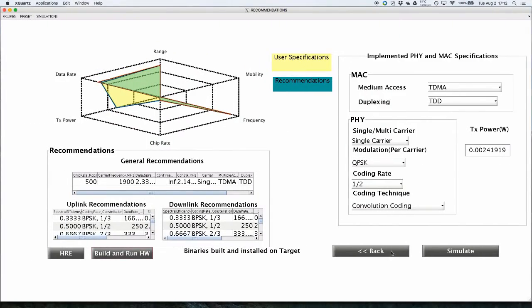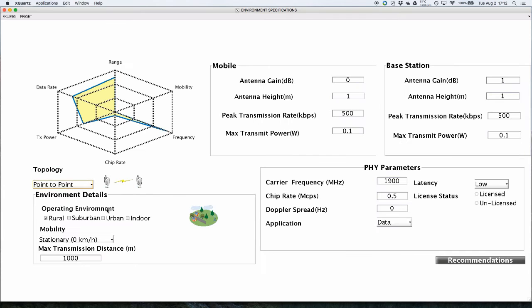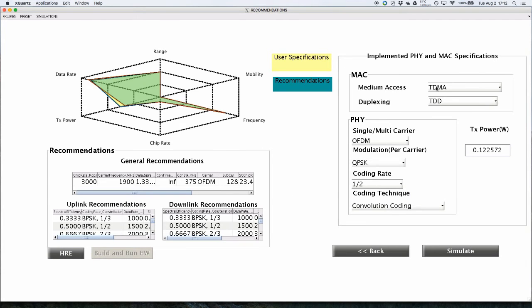Let's go back and consider another scenario. Here we think about an urban environment and specify a distance of 400 meters. We want a much higher data rate, so we will consider 3 megabits per second. We up our chip rate correspondingly, given the higher data rate. The recommendation engine makes recommendations.